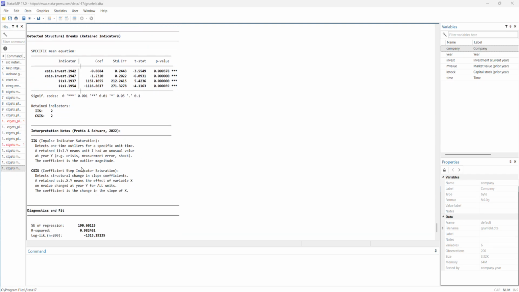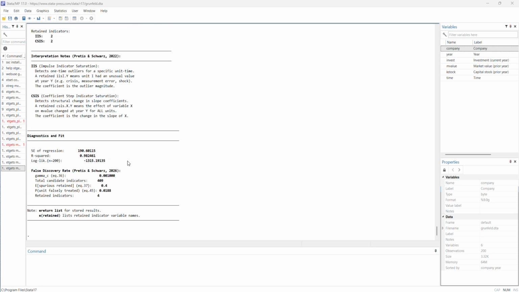So the interpretations are here. Okay. So we already did interpretation of these two earlier also. So IIS already; CSIS detects the structural change in the slope coefficients. Retain CSIS XY means the effect of x variable on the dependent variable is changed at year y for all units. So for all cross sections, this variable is different for that year. Okay, and this is the remaining test.